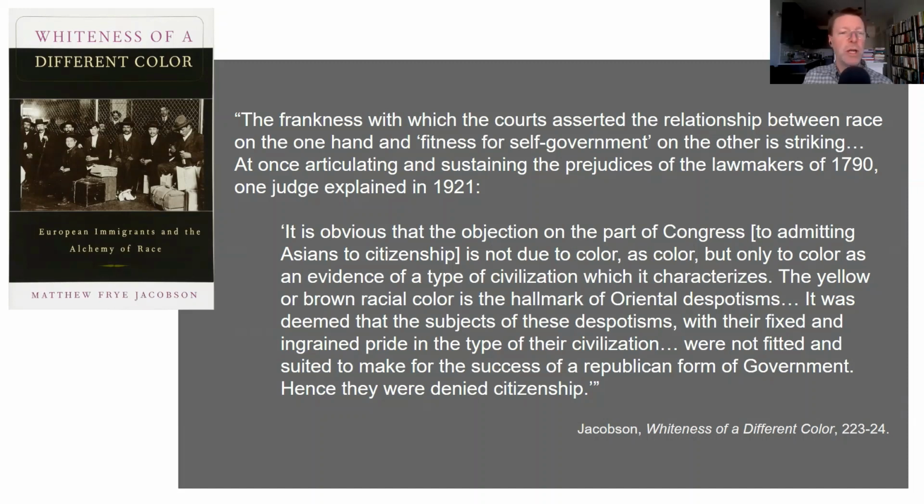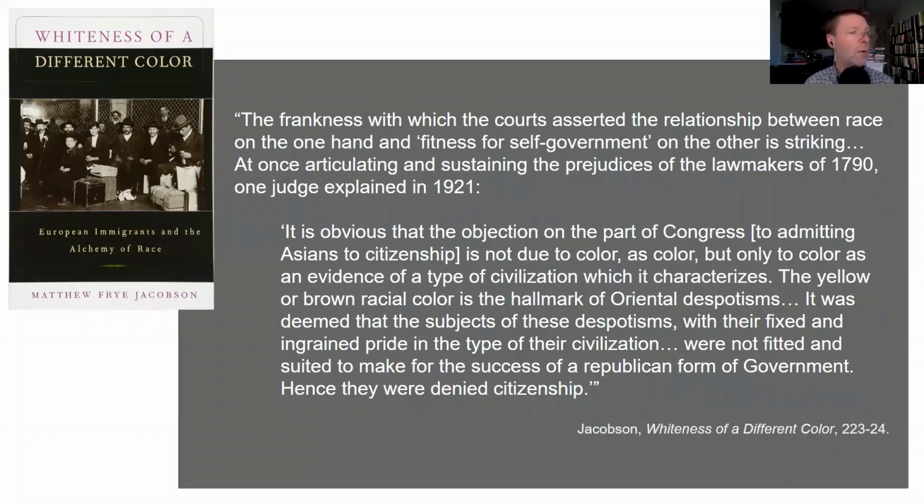And here in this quote, Jacobson raises that issue within the context of early 20th century discourse. Quote, "The frankness with which the courts asserted the relationship between race on the one hand and 'fitness for self-government' on the other is striking, at once articulating and sustaining the prejudices of the lawmakers of 1790." One judge explains in 1921, and Jacobson quotes the judge, quote, "It is obvious that the objection on the part of Congress to admitting Asians to citizenship is not due to color as color, but only to color as an evidence of a type of civilization which it characterizes.